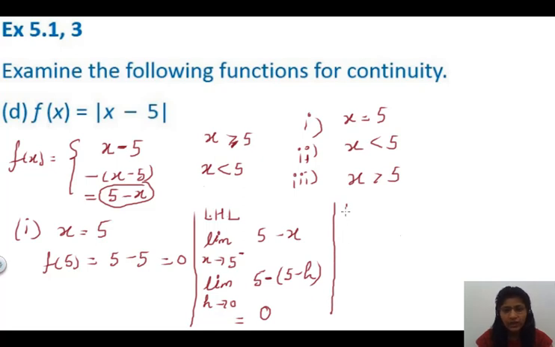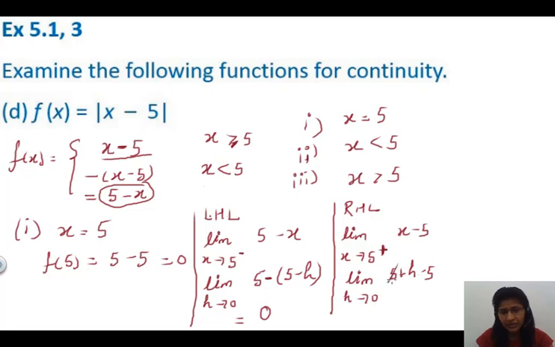Let us solve our RHL. In that you will write limit x tending to 5 plus, and the function for 5 plus, we have what function? This one, x minus 5. So the function will be x minus 5. Changing it to limit h tending to 0, instead of x, we are going to write 5 plus h minus 5. Solving this, we get the answer as 0.